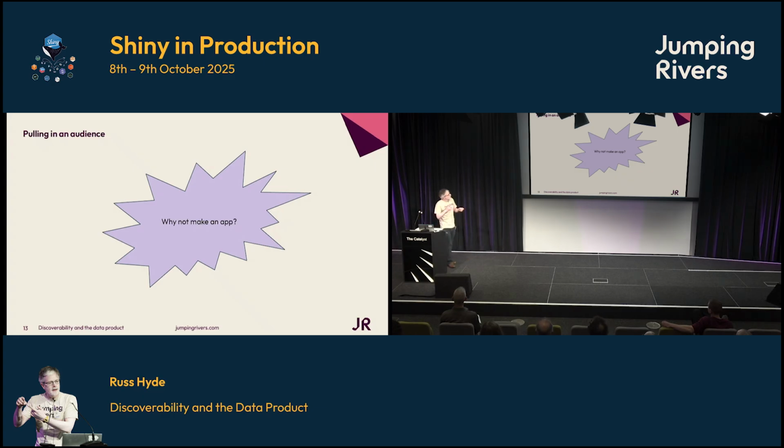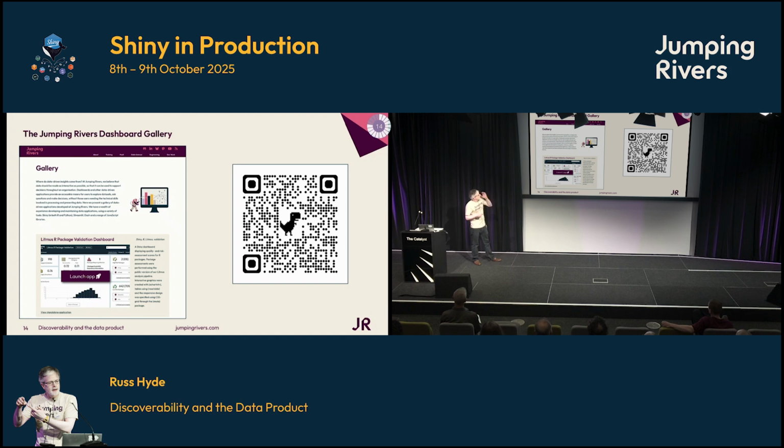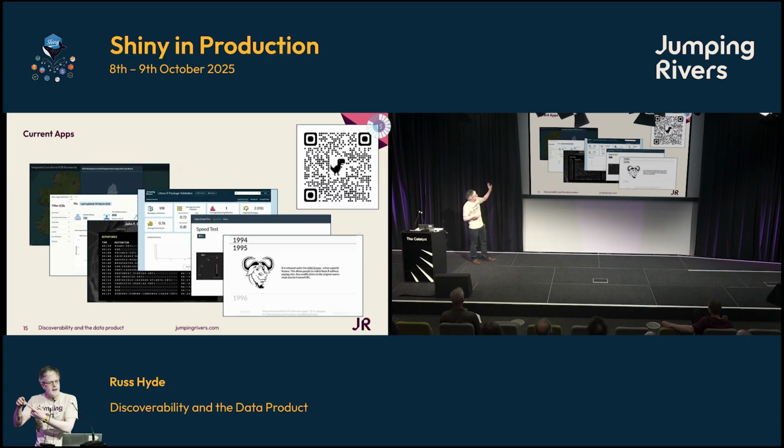As an example of the kind of thing, and it doesn't have to be particularly complicated, we have put together a gallery on the Jumping Rivers website that demos some of the types of dashboards and Shiny apps and similar things that we've built. It's quite simple to put something together like this. It's a single page with screenshots and links to various apps. If you follow the QR code, you can get to it, but you can get to it through our website anyway.